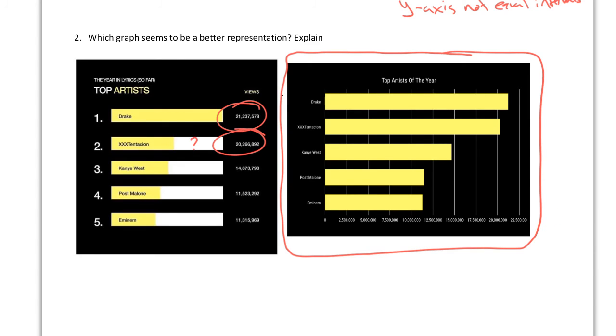But in the second graph here, there's also a problem. It says top artist of the year, and it gives some numbers on the bottom. We don't know what those numbers are anymore. So neither of these are great.